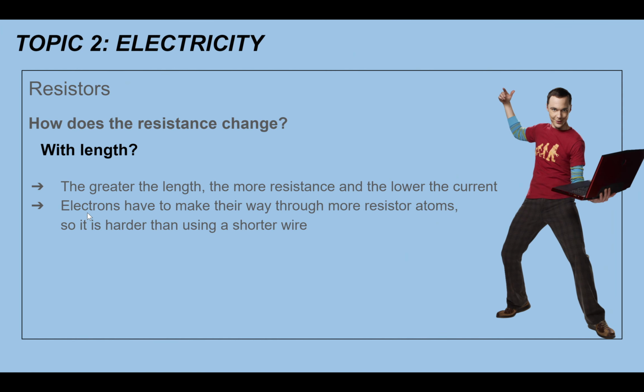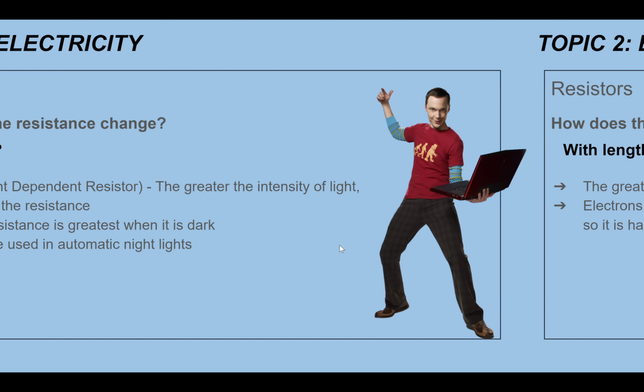How does the resistance change with length? The greater the length, the more the resistance, and the lower the current. Electrons have to make their way through more resistor atoms, and thus it is harder than using a shorter wire.